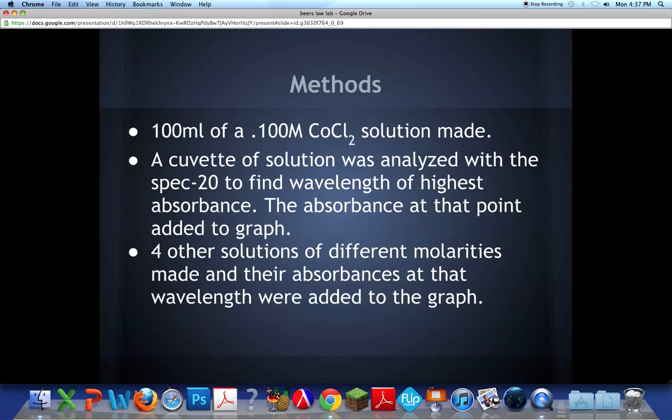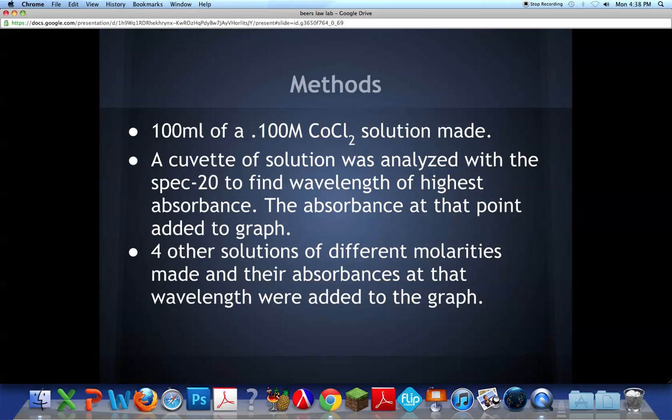The first thing we did was prepare 100 milliliters of a 0.100 molar cobalt chloride solution. We used math and molar mass ratios to figure out the proper amount to use. Then we used a cuvette of that solution. We analyzed that in the Spec 20 to find the wavelength of highest absorbance, and we added that point to a graph.